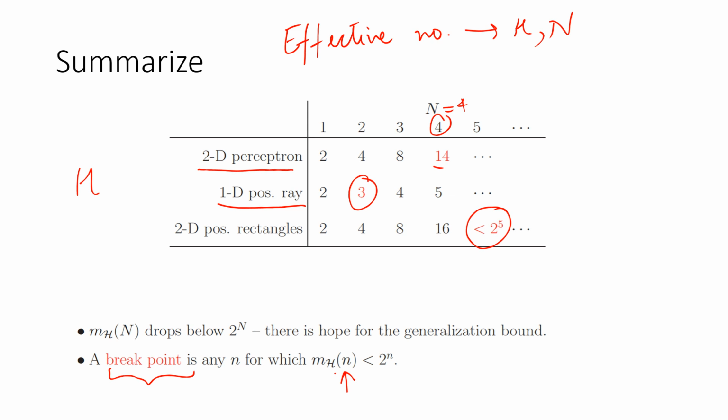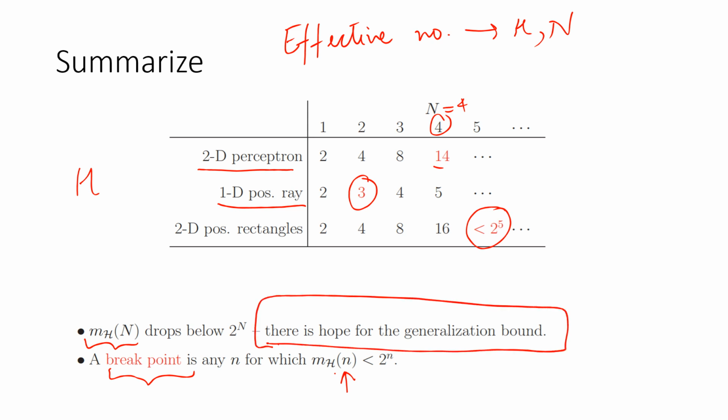So the basic idea here is that m sub h of n, which is the effective number of hypotheses, drops below 2 to the n, which means there is hope for the generalization bound. So this is the key idea. This is all we were after. We cannot realize all hypotheses from an infinite set given a data set. And when we illustrate that deficiency, that is the breakpoint for that hypothesis set. That helps us drop the value of m sub h of n below 2 to the n. And that is good for the generalization bound, which, if you remember, is the Hoeffding's inequality, right?